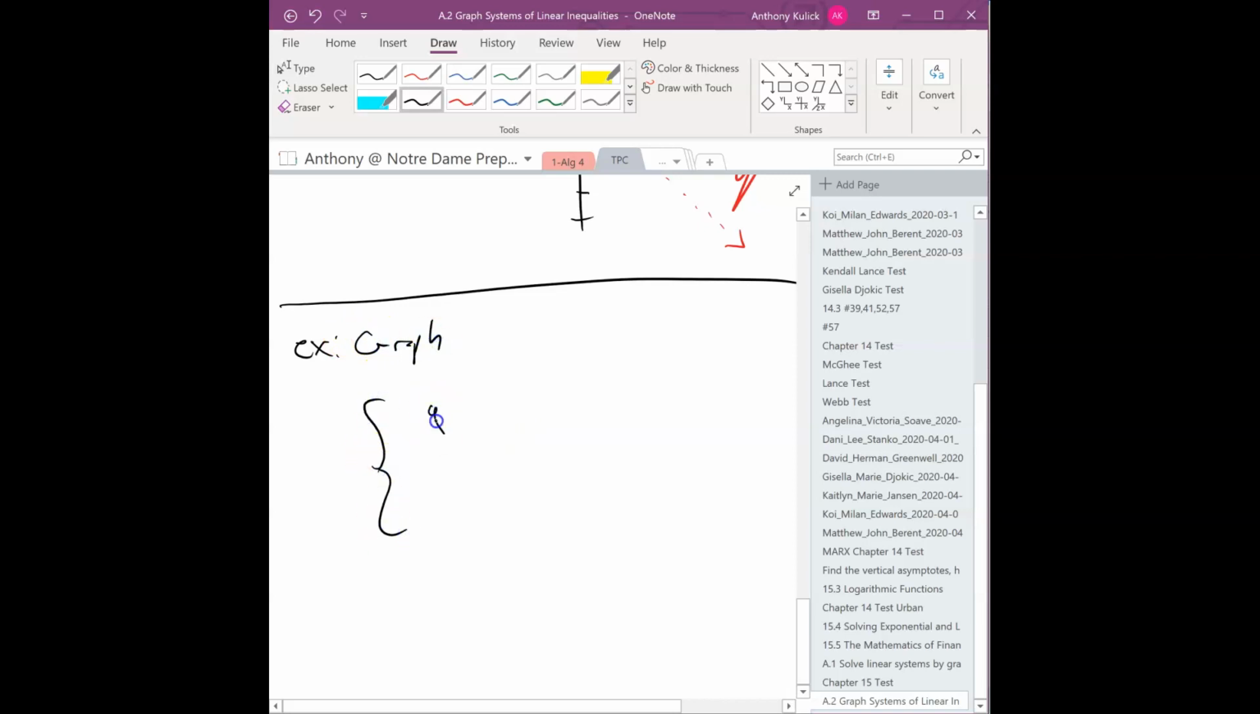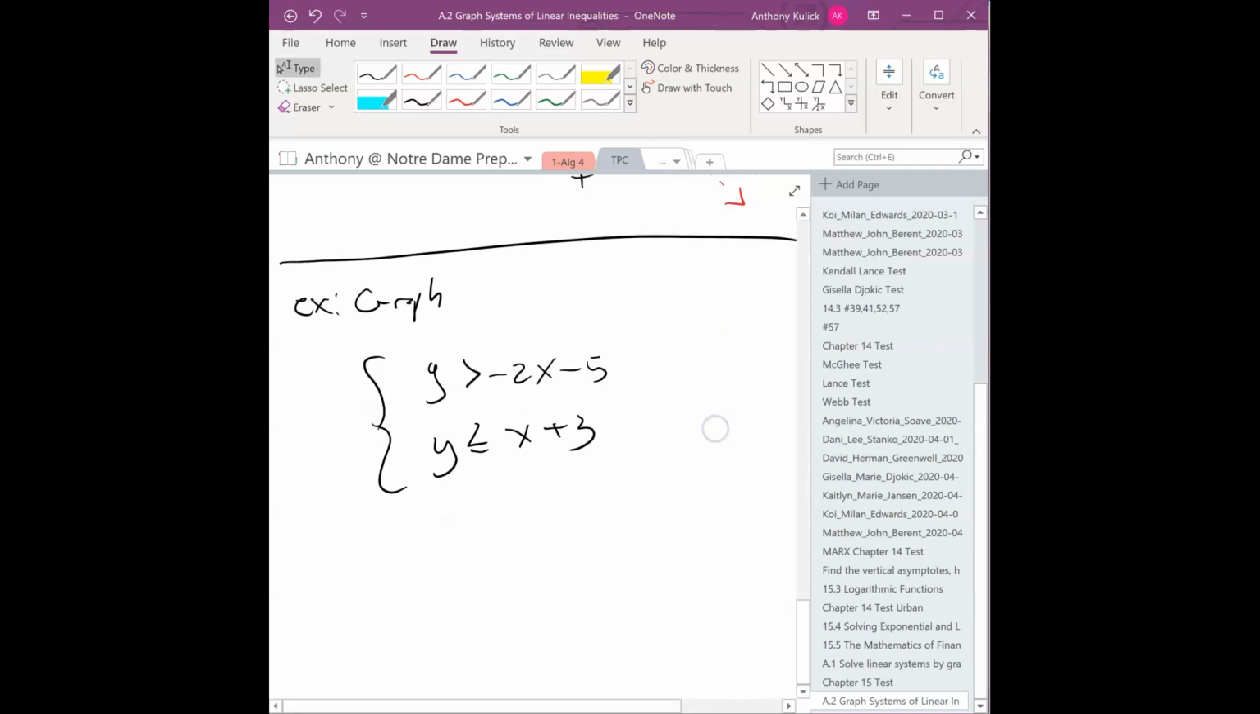So let's look at an example. Okay, so the first thing I'm going to do is graph each of these two inequalities separately. They're both already in slope-intercept form. This one needs a dotted line because it's a strict inequality, and then we're going to shade above because it's greater than. Here we're going to use a solid line because it's the or equal to inequality, and we're going to be shading below because it's a less than.